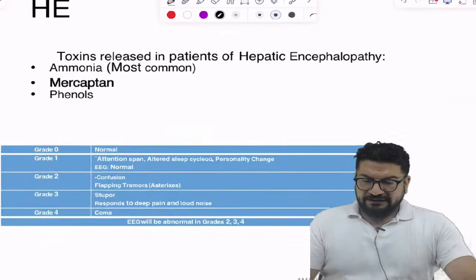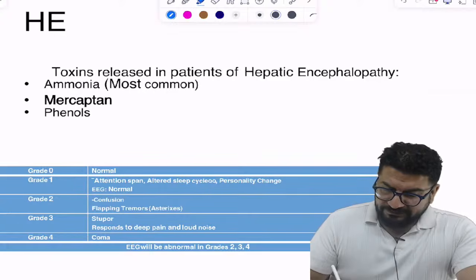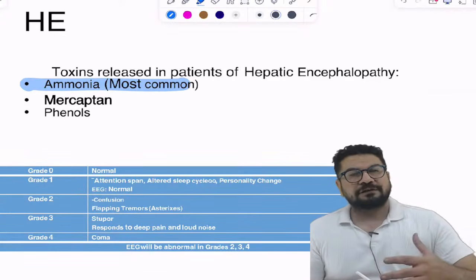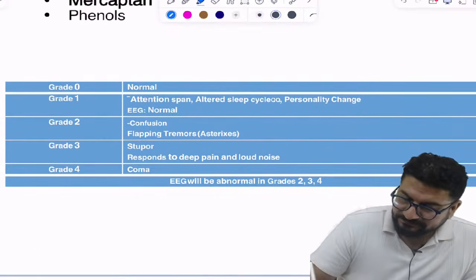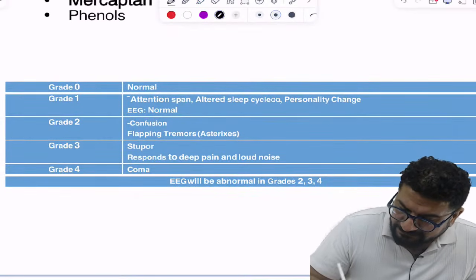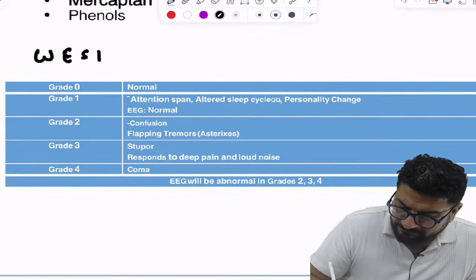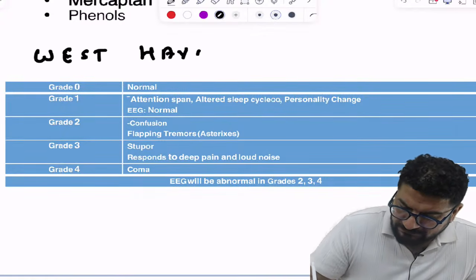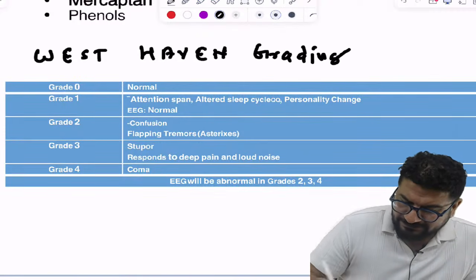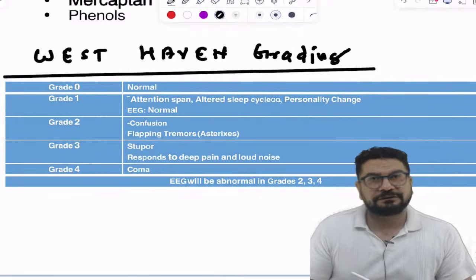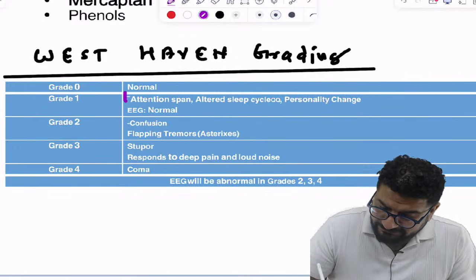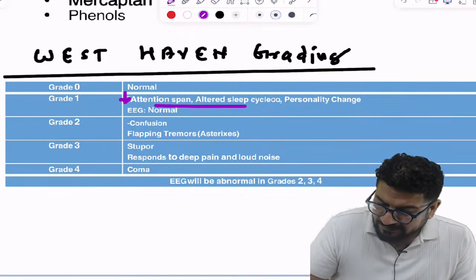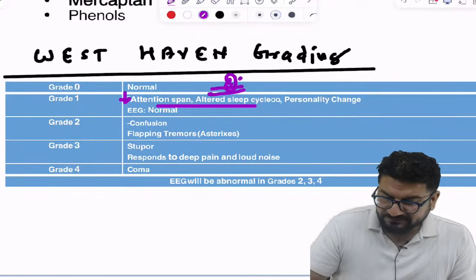Okay, now they ask you hepatic encephalopathy. In hepatic encephalopathy, the most common toxin is ammonia. So how do we diagnose? We do serum ammonia level. Then we have the West Haven grading system. In West Haven grading, we grade the encephalopathy. They ask you the earliest symptom. The earliest symptom will be decreased attention span and altered sleep cycle. They ask this question in exam.